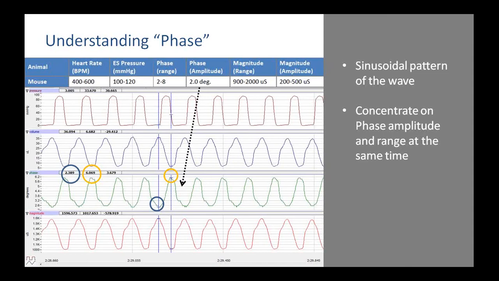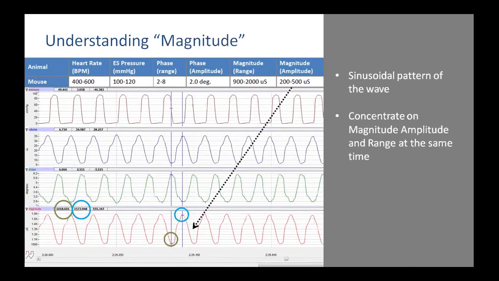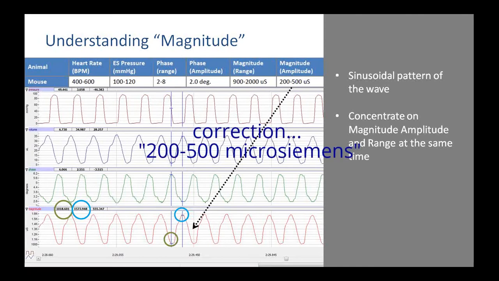Moving to the next slide, which is specifically put to cover and characterize the magnitude channel. To better characterize the magnitude channel in mouse LVP, the magnitude is measured in microsiemens in mouse. Its range for mouse is between 900 to 2000 microsiemens and is considered a good range, along with the wave amplitude of 200 to 5000 microsiemens.